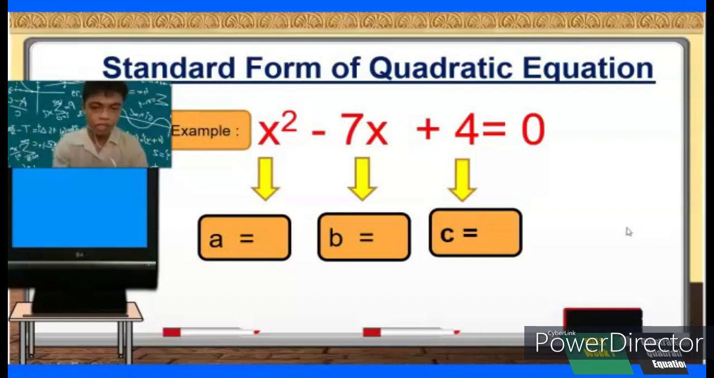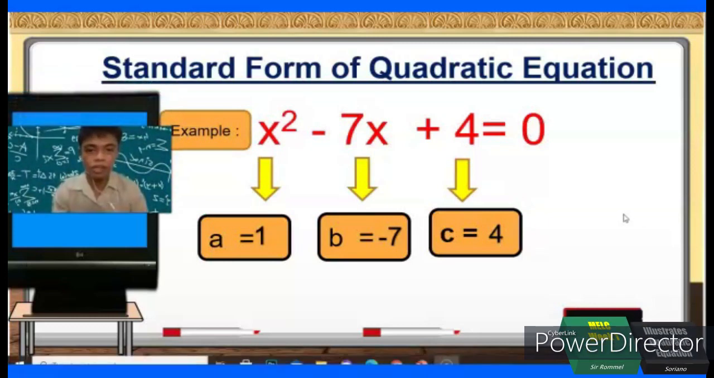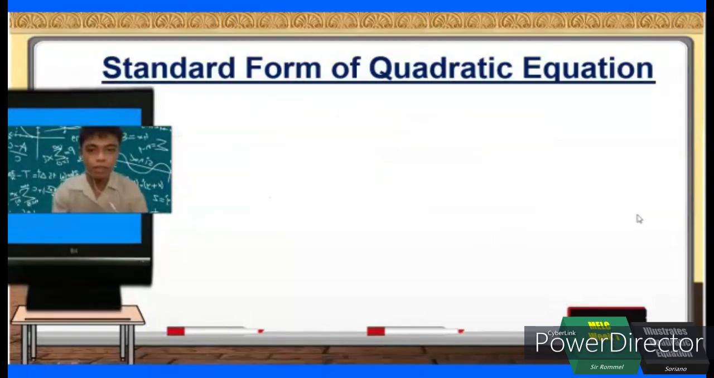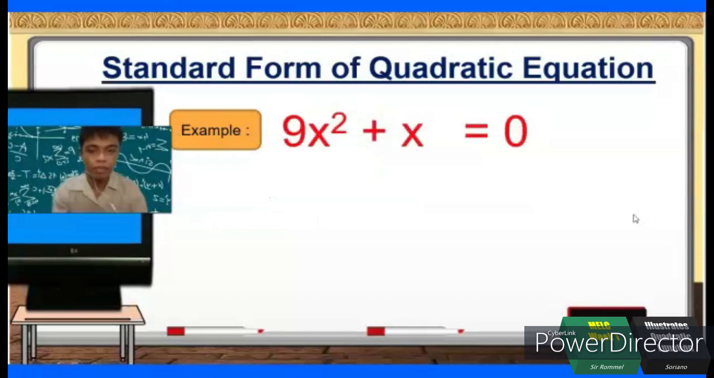Okay. Yes, the value of A is equal to 1. The value of B is equal to negative 7. Huwag nyo kakalimutan yung sign na kung positive or negative. And the value of C is equal to positive 4. Okay, very good sa nakakuha. Okay, next example tayo. Number 3.